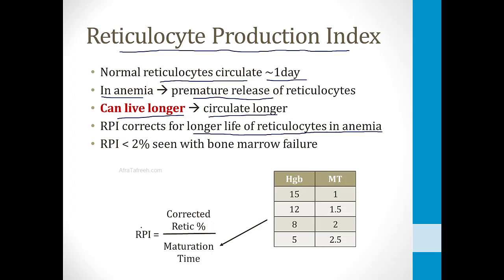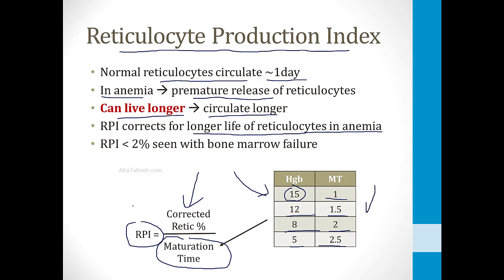So in order to calculate a reticulocyte production index, what you do is take that corrected reticulocyte count I showed you on the last slide, and you divide by a maturation time. And this table shows commonly used maturation times. So for a hemoglobin of 15, which is normal, the maturation time is 1. If the hemoglobin falls to 12, it's 1.5. For 8, it's 2. And for 5, it's 2.5. So by using these numbers right here, you can then calculate a reticulocyte production index. And if the RPI is less than 2%, that suggests bone marrow failure as well.